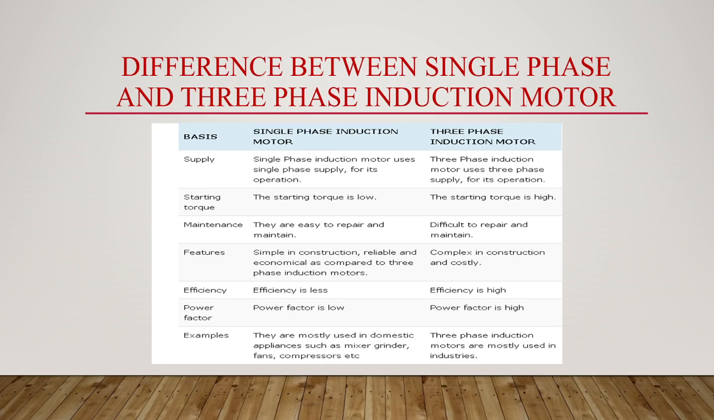Features: single phase induction motors are simple in construction, reliable and economical as compared to three phase induction motors. Three phase induction motors are complex in construction and costlier. Efficiency is less in single phase induction motors and high in three phase induction motors. Power factor is low in single phase induction motors and high in three phase induction motors. Examples: single phase motors are mostly used in domestic appliances such as mixers, grinders, fans, compressors, etc. Three phase induction motors are mostly used in industries.